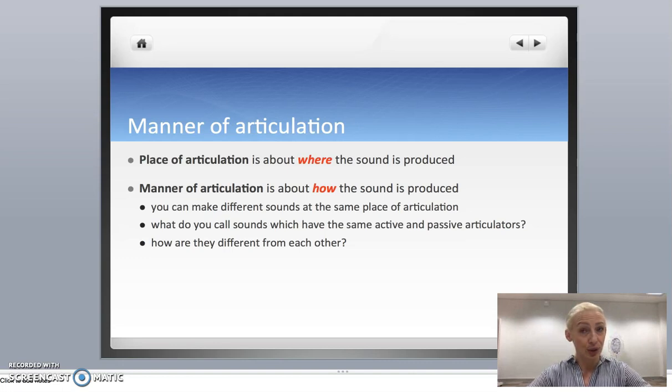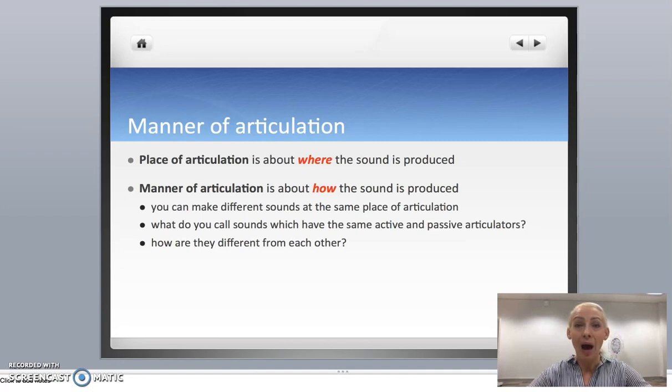But I also told you that there are sounds which have the same place of articulation. And if you remember, we call those homorganic sounds. Those are sounds that have the same active and passive articulator. For example, m and b. In both these sounds, the active articulators are lips.